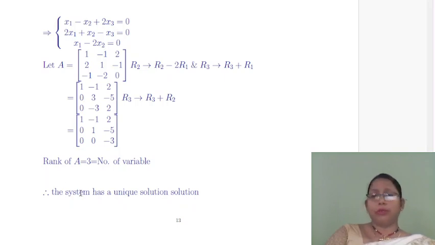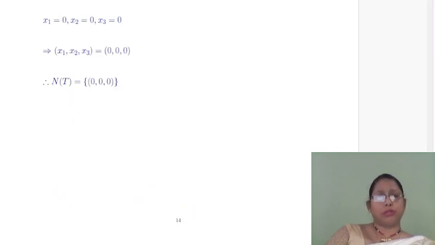As the system of equations is consistent and there is one unique solution, that is x1 is equal to 0, x2 is equal to 0, x3 is equal to 0. Therefore, (x1, x2, x3) is the 0 vector. That means the null space of T consists of only the 0 vector.